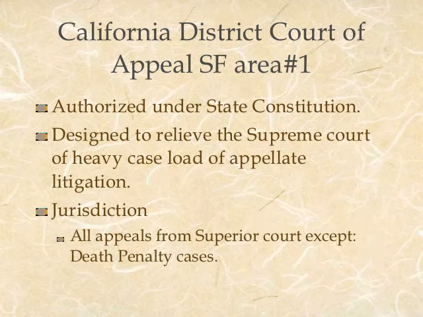California District Court of Appeals is in San Francisco. This is one step below the California Supreme Court. We're in Area 1, Northern California. It's authorized under the state constitution. It's designed to relieve the Supreme Court of the heavy load of appellate litigation, and it has jurisdiction on all appeals from Superior Court except for death penalty cases, which go to the Supreme Court of California.